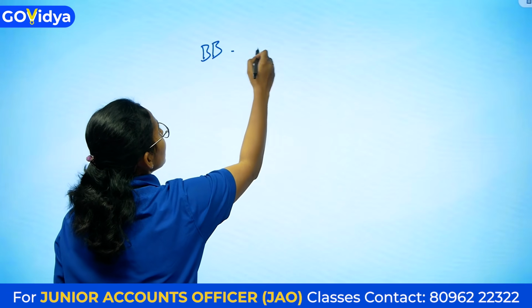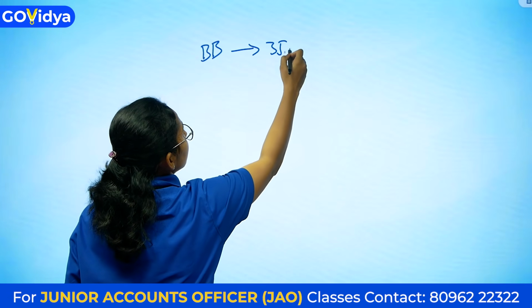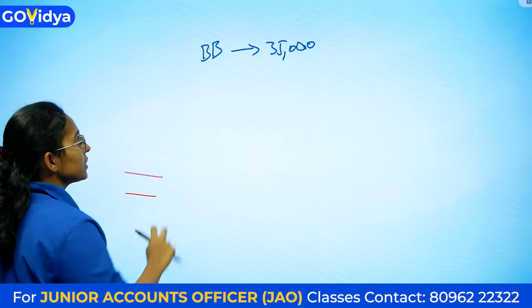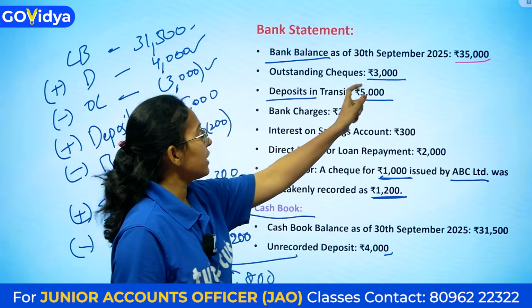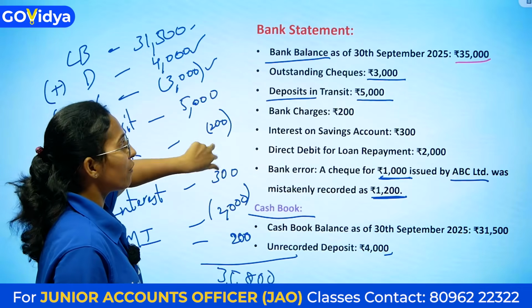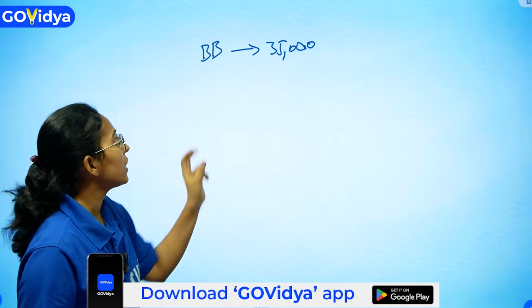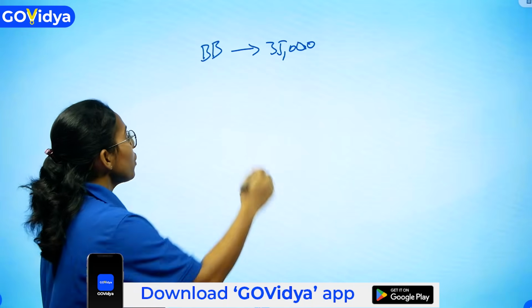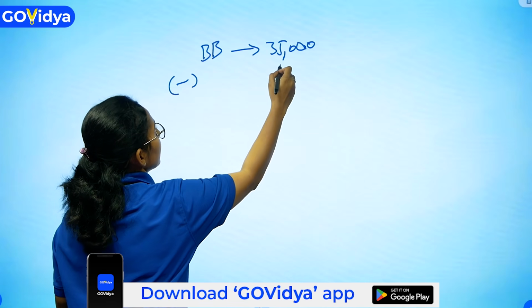Let us prepare that as well. Balance as per the bank, how much? 35,000. Now outstanding checks, that means the checks which have been issued but not yet presented at the bank, which they have not considered, 3,000. They have to consider it now. So that means minus 3,000.